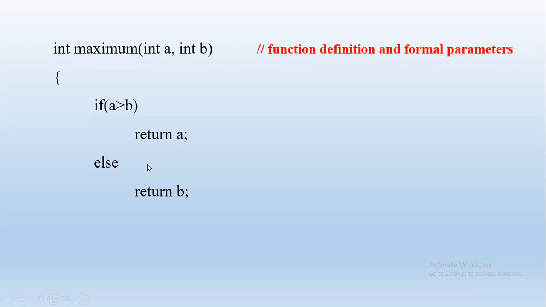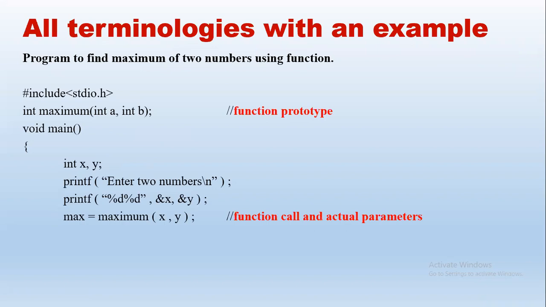Now what happens? It will go back. From here it has returned the b value. So b is 4, and it goes back to the function, right? So till here we got this. This function has now returned the value 4. That will get stored in max.